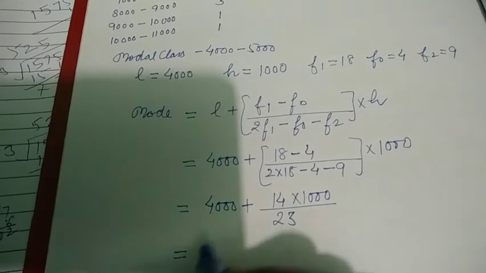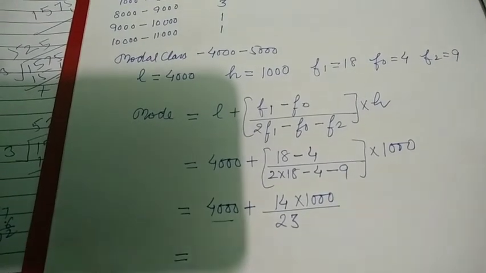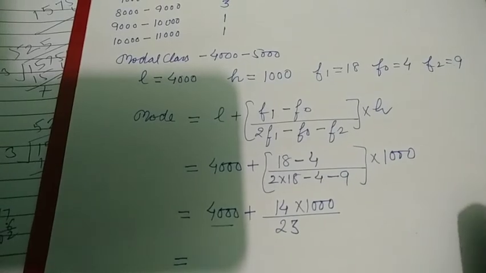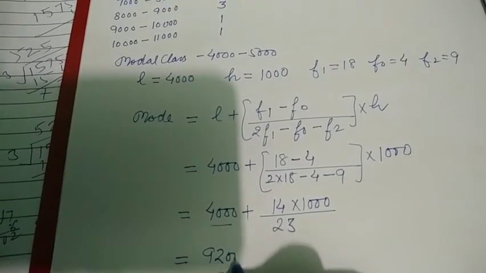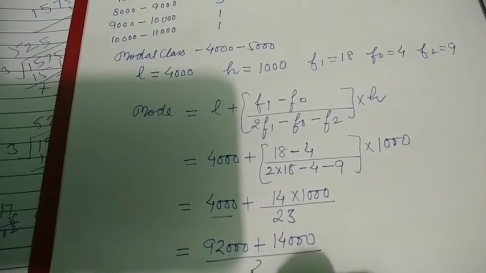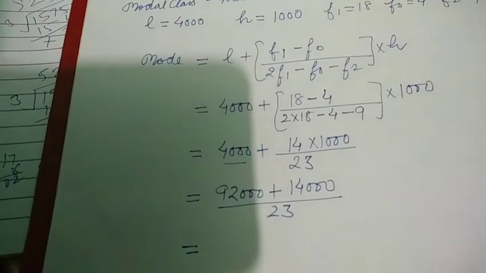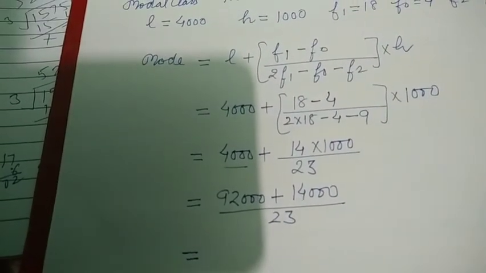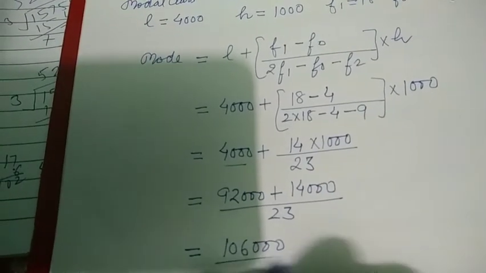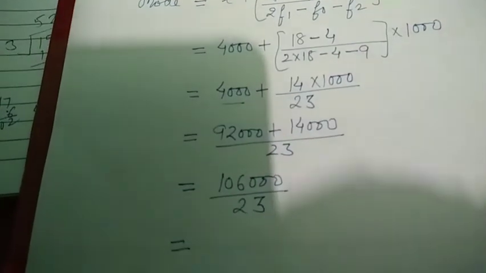Okay, and when I multiply this to find the LCM, 23 4s are 92, so I'll get 92,000 plus 14,000 upon 23. When I further solve this, I'll get 92 and 14, 106,000 upon 23. Okay, and when you divide this further, what you will get, I hope that at least you know the division.